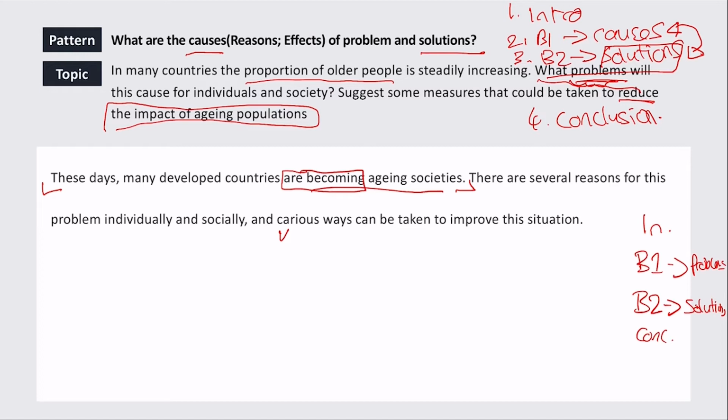So what this needs to be is, these days many countries are developing aging societies.